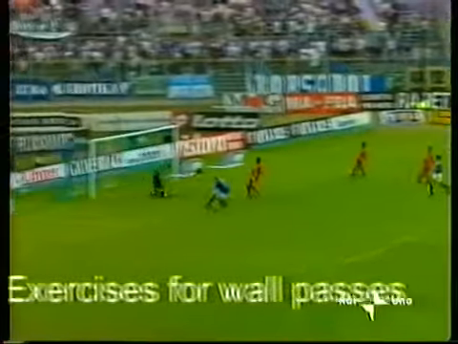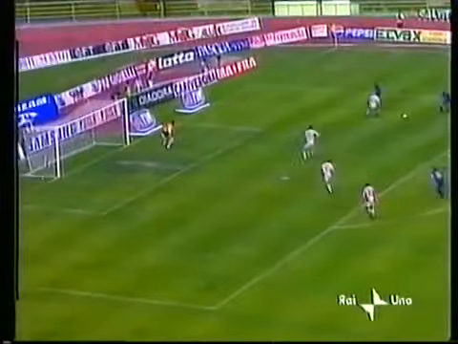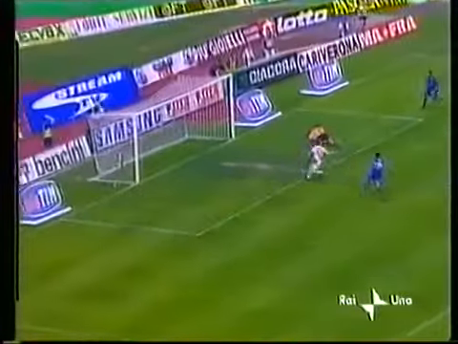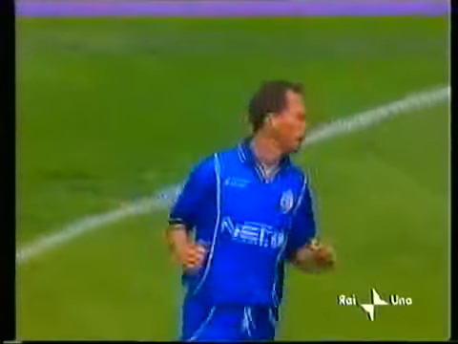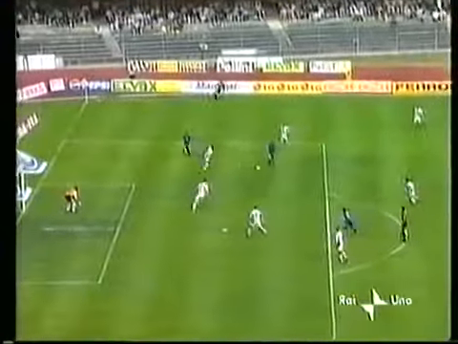Exercises for wall passes. The following are some useful exercises to improve wall passes. Exercise to improve the timing between the penetrating player and the player making the wall pass. In this exercise, the attack and the midfield are arranged in one half of the field according to the pattern of play the team uses for matches.